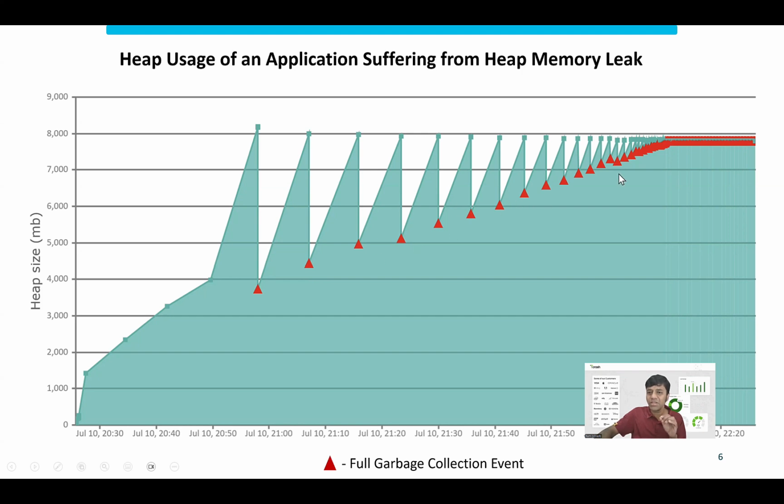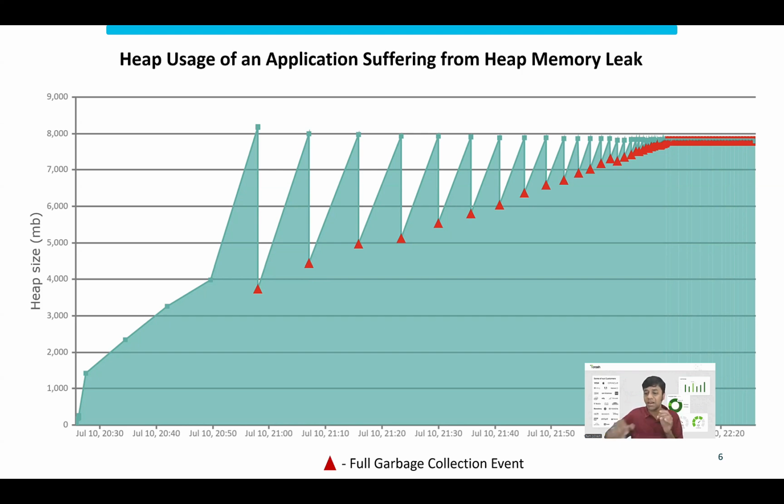But if you see towards the right end of this graph where my mouse cursor is moving, you see the garbage collector keeps on running. It's repeatedly running, but the memory is not getting reclaimed. Because there's a memory leak, the objects are building up. When the garbage collector runs, the memory will not get reclaimed. So this is how the heap usage will look when the memory leak is happening in the heap memory, right?